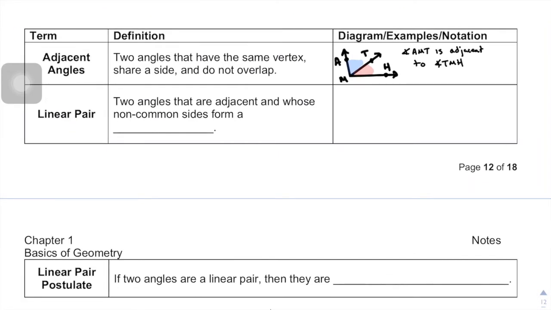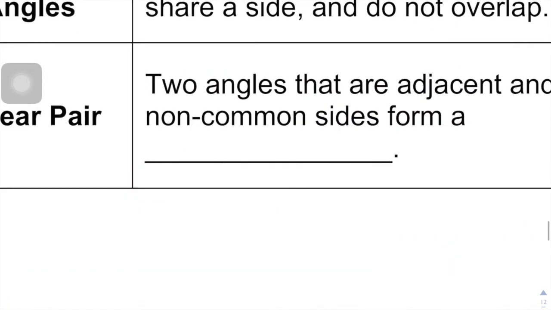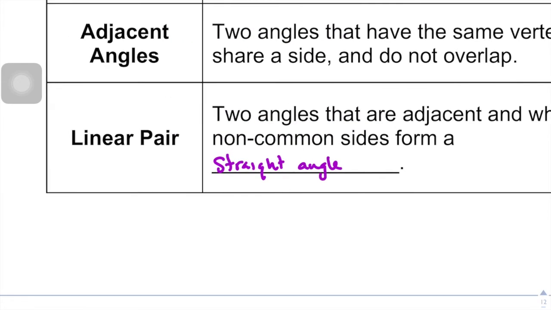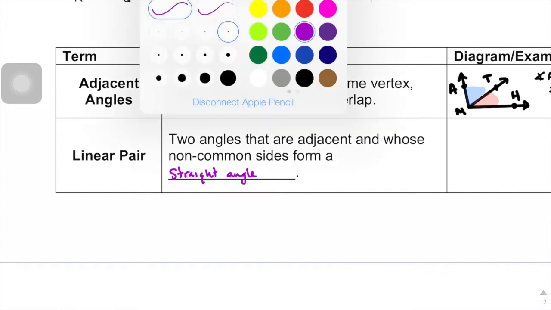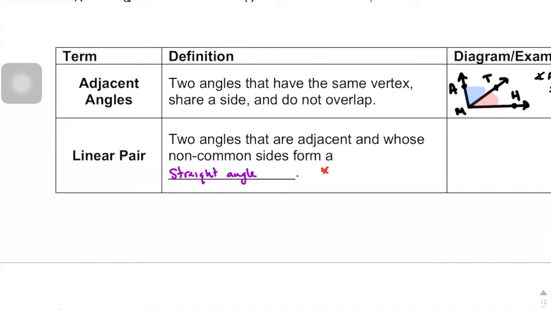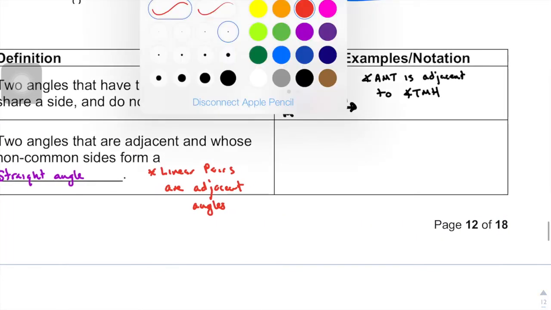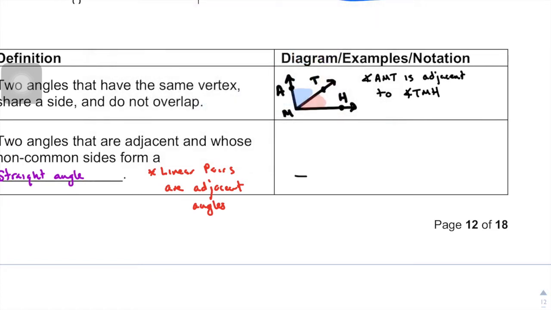two angles that are adjacent and whose non-common sides form a straight angle is what's called a linear pair. So linear pairs are adjacent angles, something to always remember. It's not in this definition, but it's implied. So linear pairs are adjacent angles. So something to remember there. Now, when you see adjacent or linear pairs, you'll see something like this.